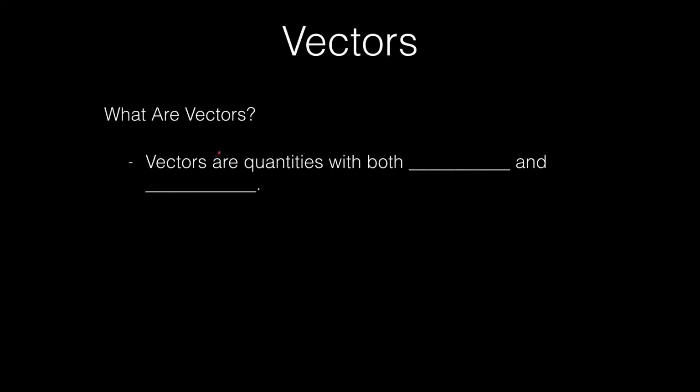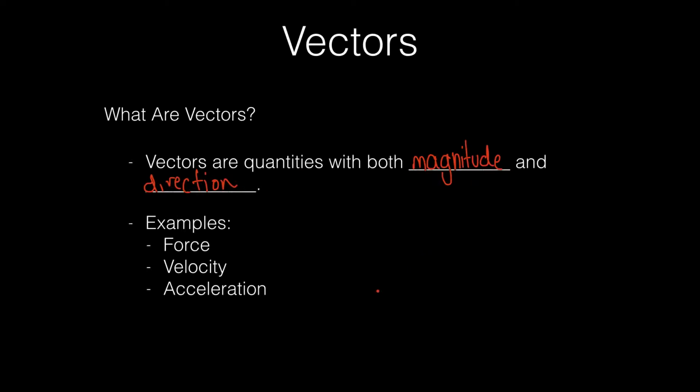Before we go any further, let's talk about what vectors are. Vectors are quantities that have both a magnitude and a direction. In other words, it's a quantity that both has a bunch of stuff and is going somewhere. Some examples of vector quantities are force, acceleration, and velocity. You will see this in physics, but it's also important to math as well.